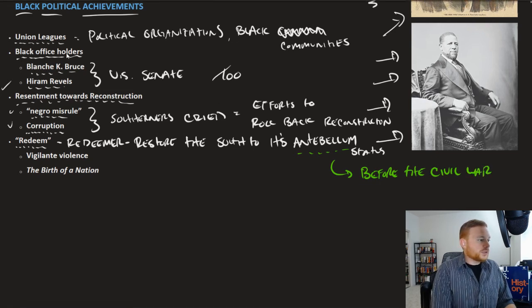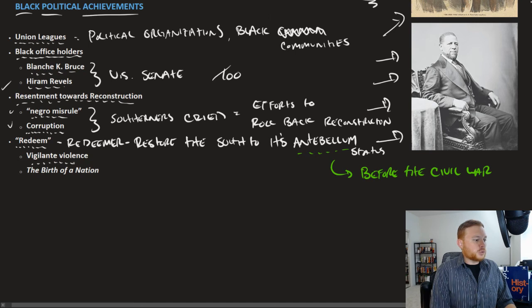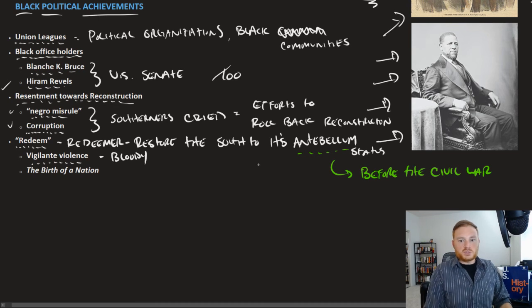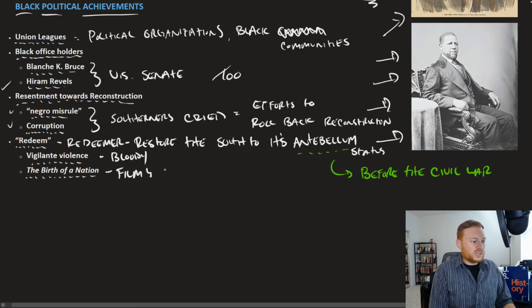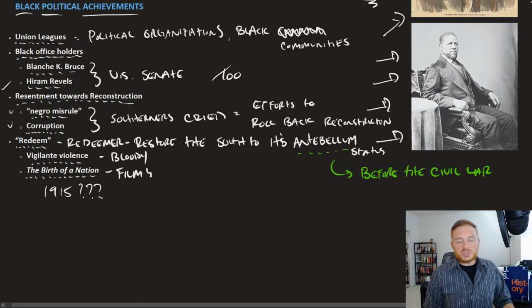And redeemers were willing to use vigilante violence in order to do so. So we'll talk more about how Reconstruction is one of the bloodiest periods in American history, more than just simply crying out about mistreatment or misrule, but it was actual violence that was being used. And this was portrayed in American culture through not just newspapers and political speeches, but also through things like films. The Birth of a Nation, this was published a little bit later, 1915, I want to say, maybe. So this was posted after Reconstruction, but it really helped to solidify this resentment in the mainstream.